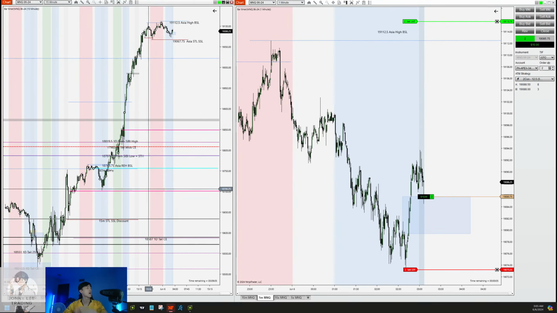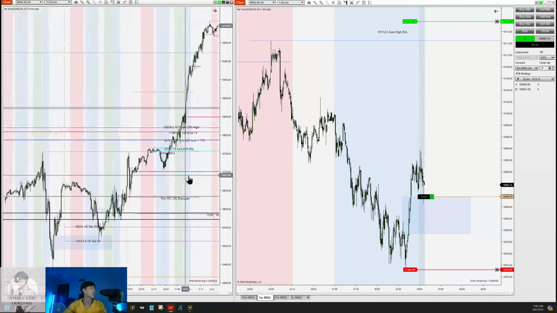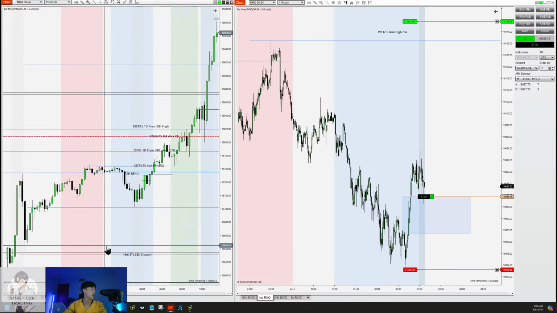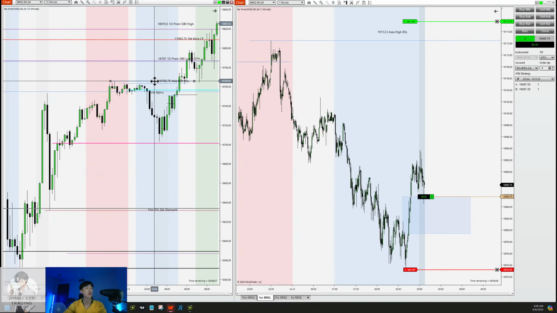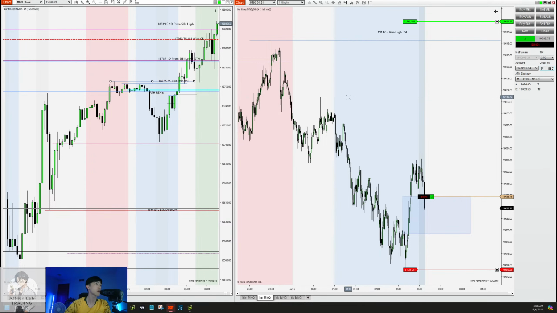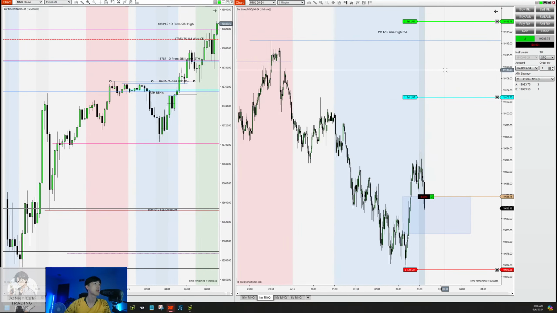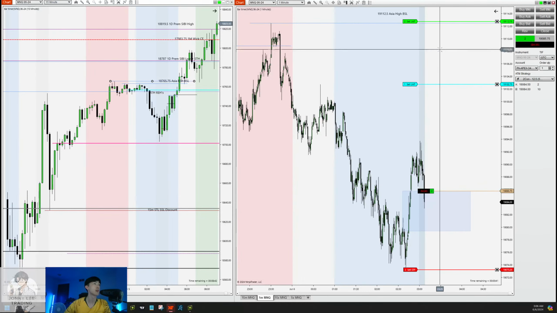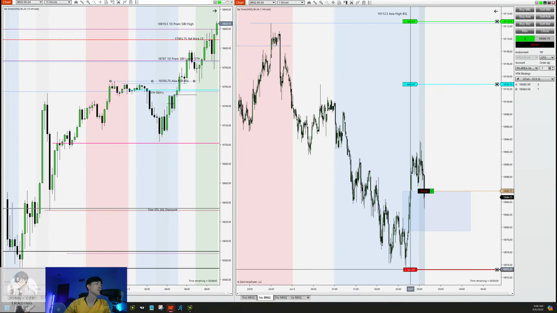Relative equal highs from yesterday, we can remove that data as well. All of this data we can remove. Oh, looks like we got filled. Cool. So I like to take a sell limit here, and then we'll take a little sell limit there as well.